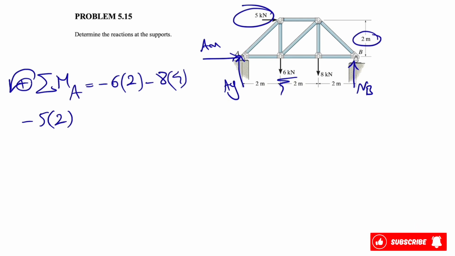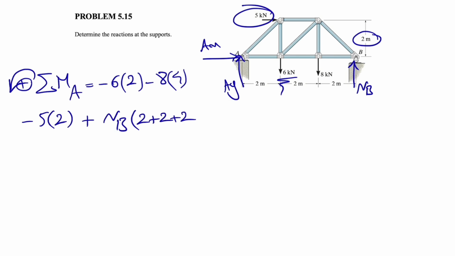And the last one is the moment of the normal force at point B, which we see is counterclockwise, so it will be positive, and the distance will be 2 plus 2 plus 2, which is these 3, equals 0. And from here we can find NB as our first unknown. So if you calculate this, we'll get 9 kilonewton.